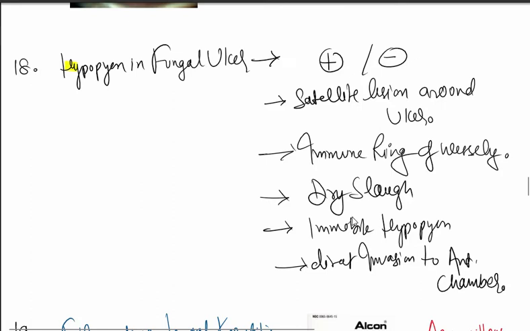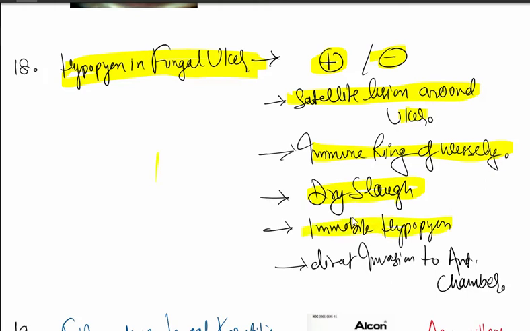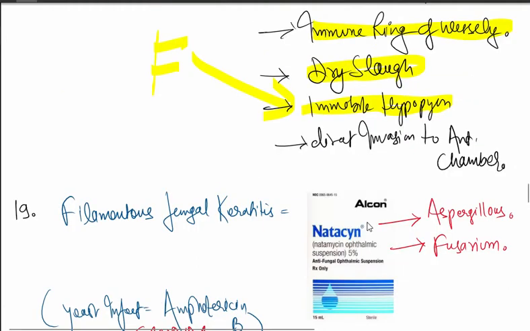Next one, hypopyon in fungal corneal ulcer. Hypopyon may be present, it may not be present, but satellite lesion is present. Okay, immune ring of Wessely is present. There is a dry sloughing and immobile hypopyon. Again, fungal is F, fungal corneal ulcer. So if hypopyon is present, then it will be fixed. In bacterial it moves. And there is direct invasion to the anterior chamber.